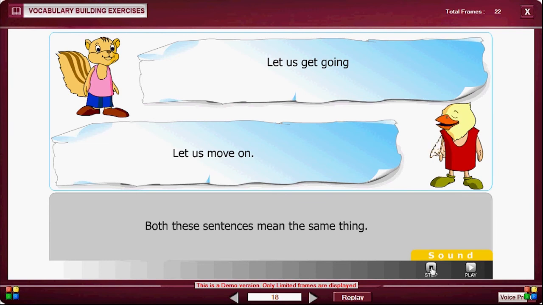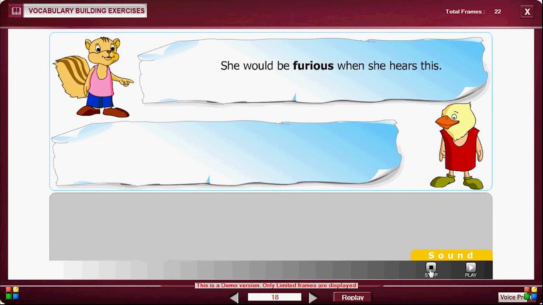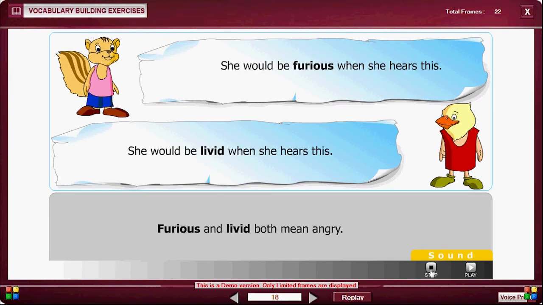Let us get going. Let us move on. She would be furious when she hears this. She would be livid when she hears this. This is a very good exercise to get into the words. Nearly 6,000 words are presented.